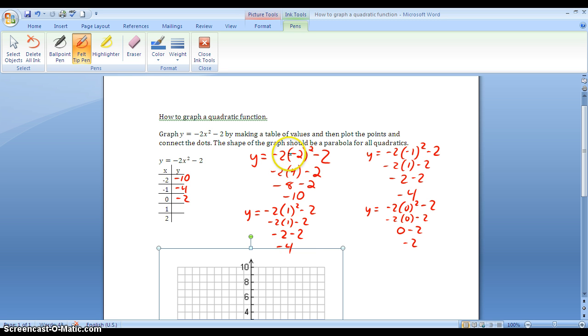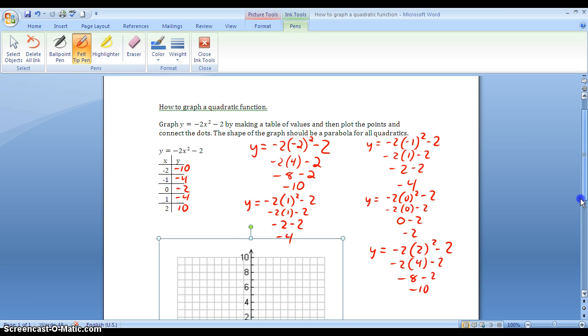The same thing is going to happen when I put in a 2, just like I put in a minus 2. So I'm going to put y equals minus 2 times a positive 2 squared minus 2, which gives me, 2 squared is 4. Minus 2 times 4 is minus 8. Minus 2 is, again, minus 10. So here I have a minus 4 I found out and a minus 10. And so I have some values for y that are repeating here.